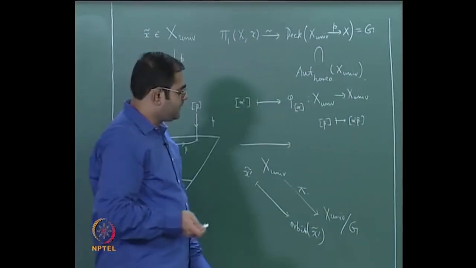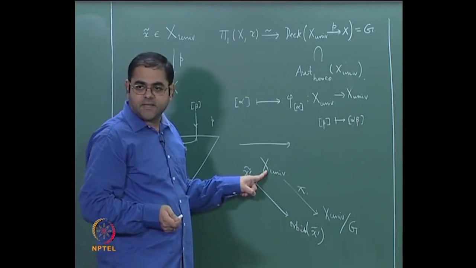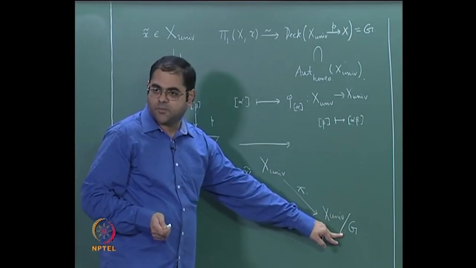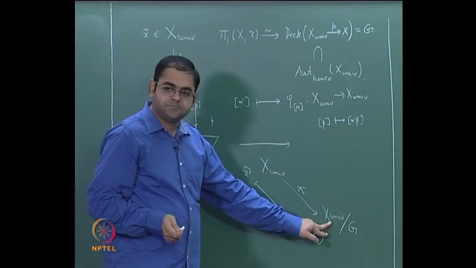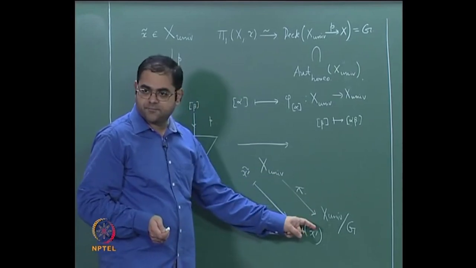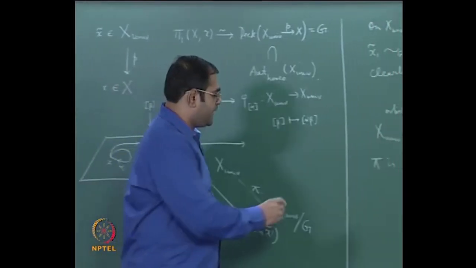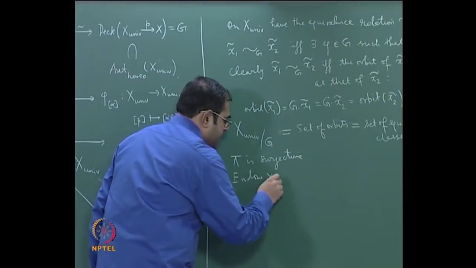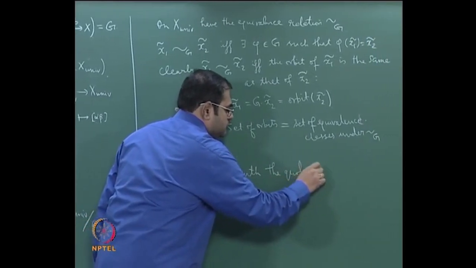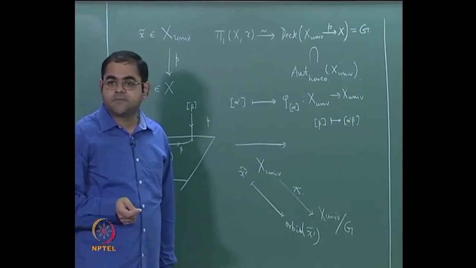Which is obvious. And now what I can do is that since the set on top is a topological space, I can put the quotient topology on this set below. So endow this with the quotient topology, which means you put in the minimal collection of open sets that makes this map continuous. In other words, a set here is open if and only if its inverse image here is open. So endow the set X tilde mod G with the quotient topology, then pi also becomes a continuous map.